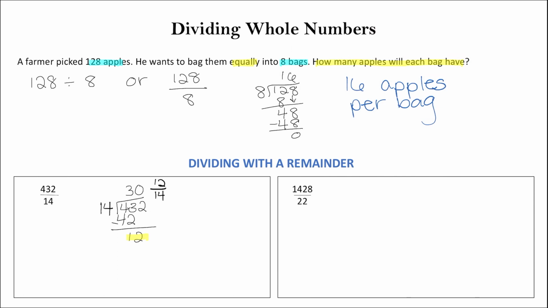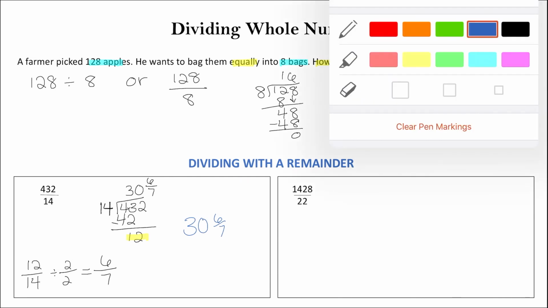But we don't stop there because now we have to simplify our fraction. So I'm going to rewrite it as 12 over 14 down in the corner and decide what number goes into both 12 and 14. And then I will divide them by that. So for this example, it's 2. 2 goes into both 12 and 14, and when you divide, you get your final fraction of 6 over 7. There is no number that goes both into 6 and 7 other than 1. So your final answer is going to be 30 and 6/7.